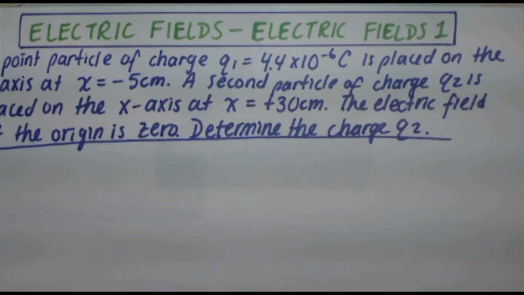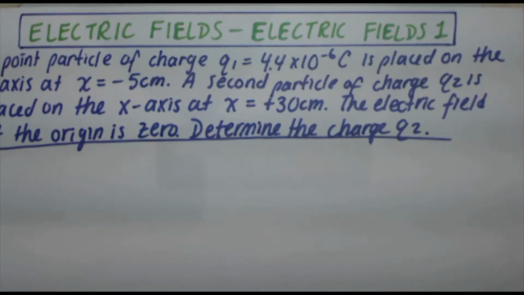Guys, let's do an actual electric fields problem. A point particle of charge Q1 equals 4.4 times 10 to the minus 6 coulombs is placed on the x-axis at x equals minus 5 centimeters. A second particle of charge Q2 is placed on the x-axis at x equals positive 30 centimeters. The electric field at the origin is 0. Determine the charge Q2. Okay, so as with any problem, I want to start by drawing a picture.